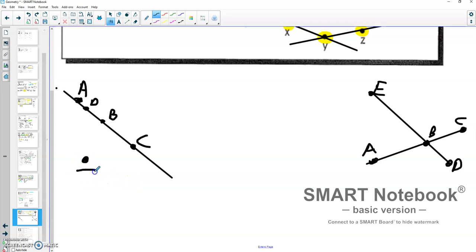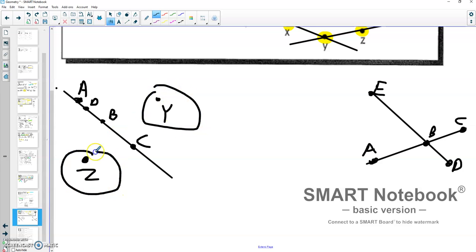Something like right here, Z and Y, clearly they are not on the same line. So Y and Z are not collinear. But A, D, B, and C are collinear.